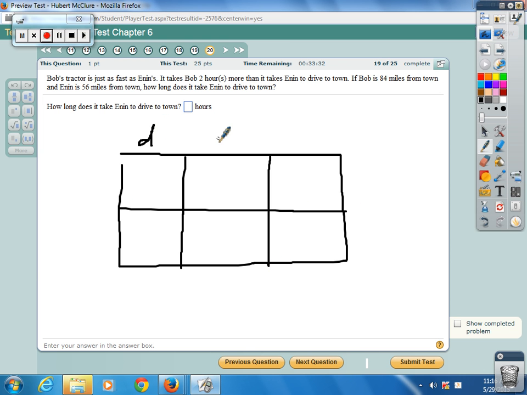Distance, rate, time. So let's look at it. Bob's tractor is just as fast as Aaron's. It takes Bob 2 hours more. So that would be T plus what? T plus 2. So that first line up here is Bob. And Aaron, it only takes T time. T hours.